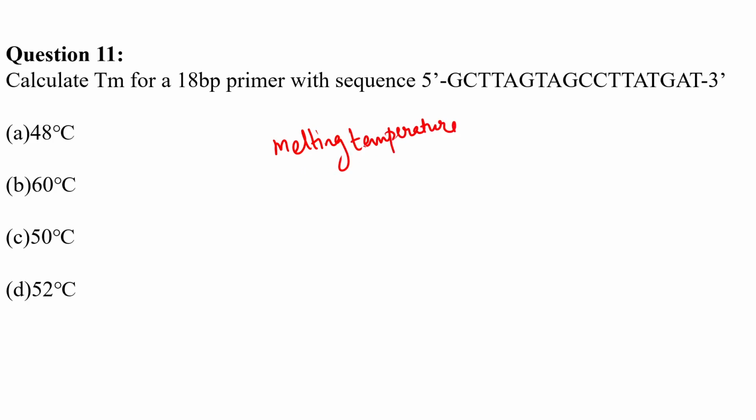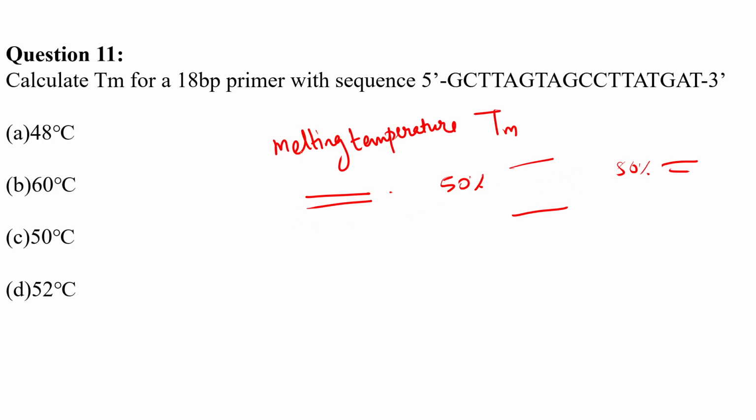Melting temperature, that is the Tm, means the temperature at which 50% of the DNA strands will be in single stranded form. So if I have a double stranded DNA, the melting temperature determines that 50% of this double stranded DNA is in single stranded form and 50% will be in double stranded form.